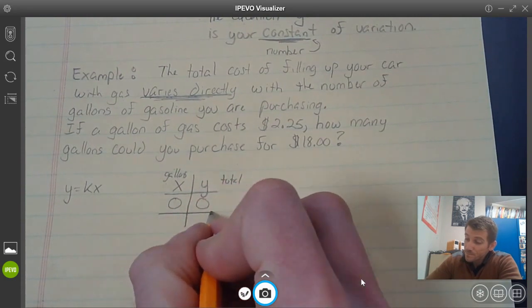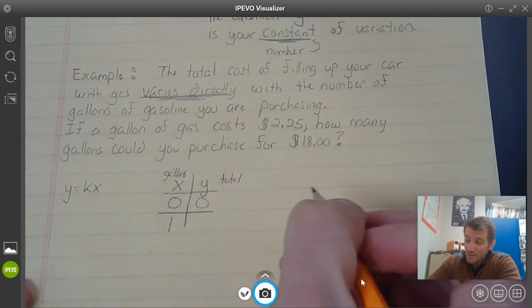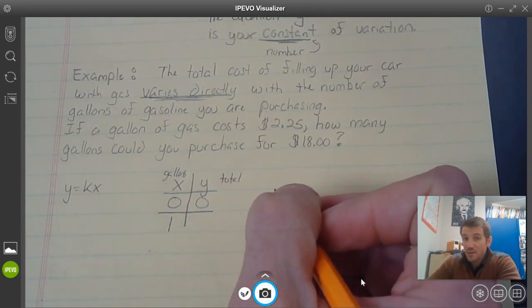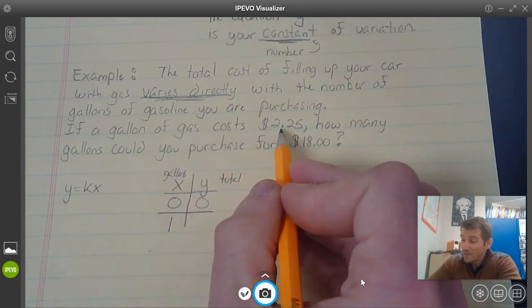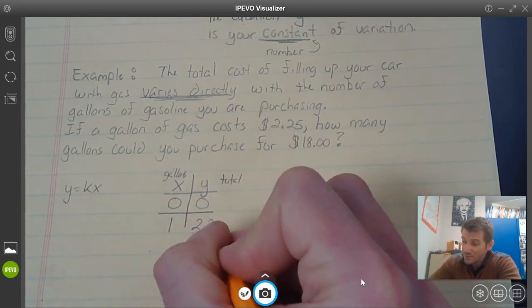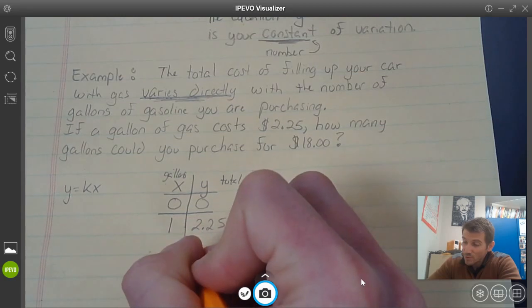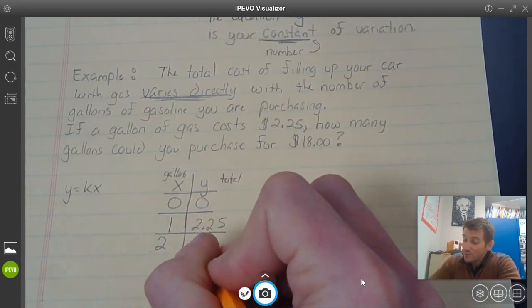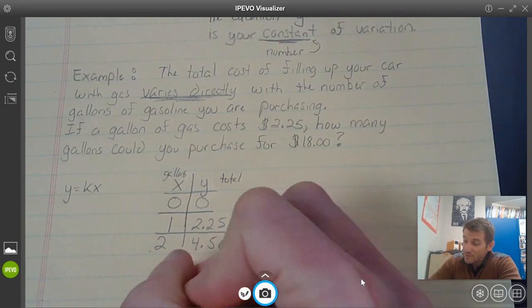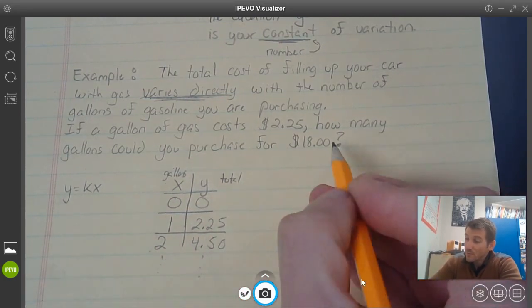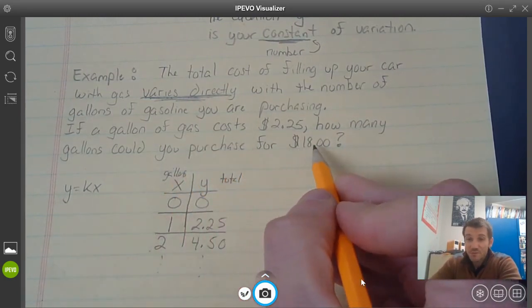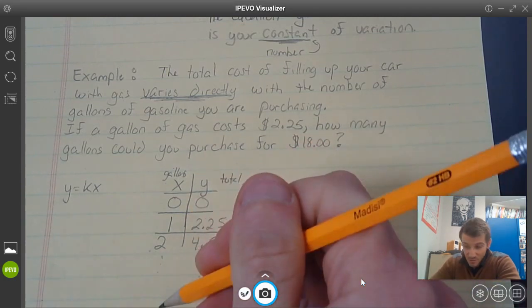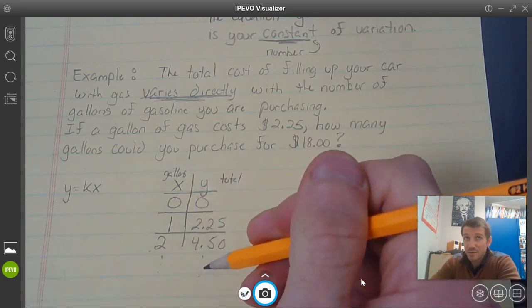Now, if I bought 1 gallon of gas, how much would that cost me? Well, it says a gallon of gas costs $2.25. So we could continue this. I'm not going to do that. But if we bought 2, it would be $4.50, so on and so forth. And they want to know how many gallons could you purchase for $18? Yes, we could continue this all the way down till we get to $18.